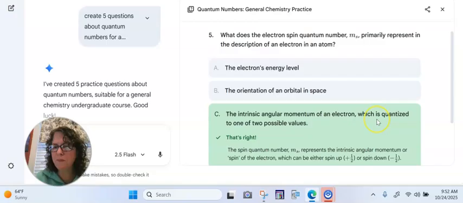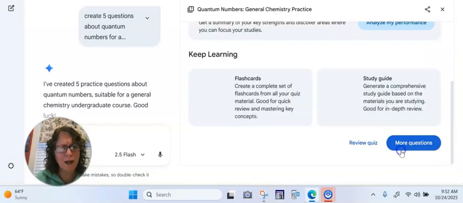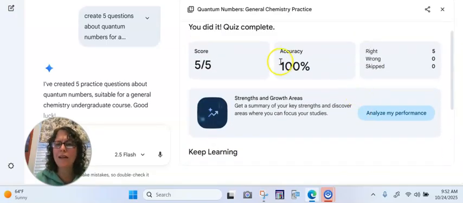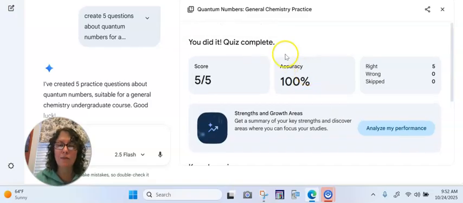C is our answer. Okay, we have done very well in our little review here. It has given us 100, and we've also discovered that Gemini is a great way to create little quizzes for yourself when you're getting ready for whatever test you're doing.